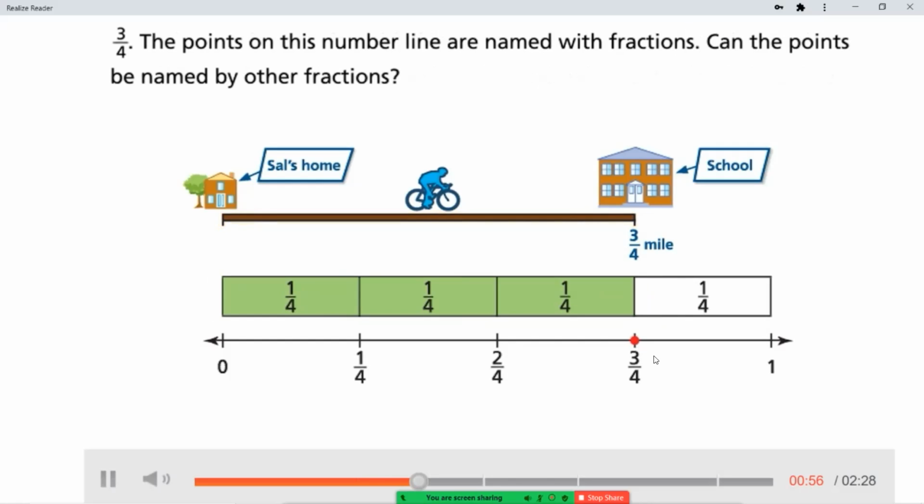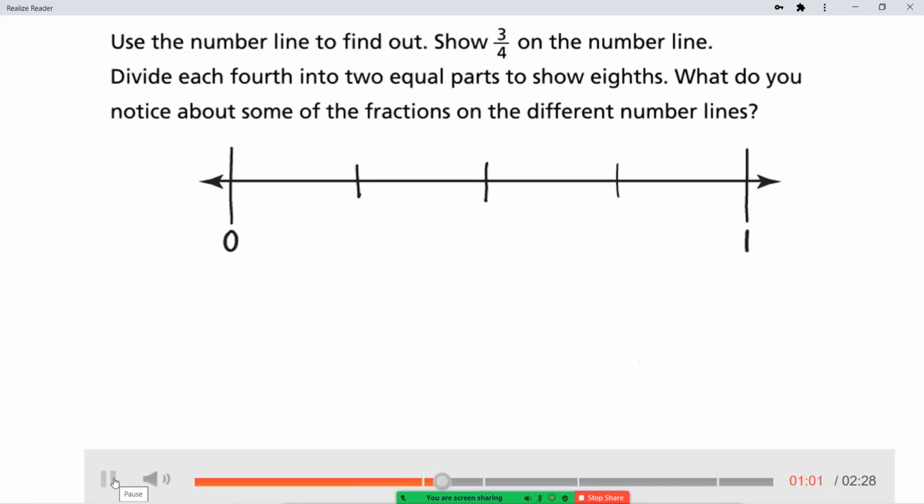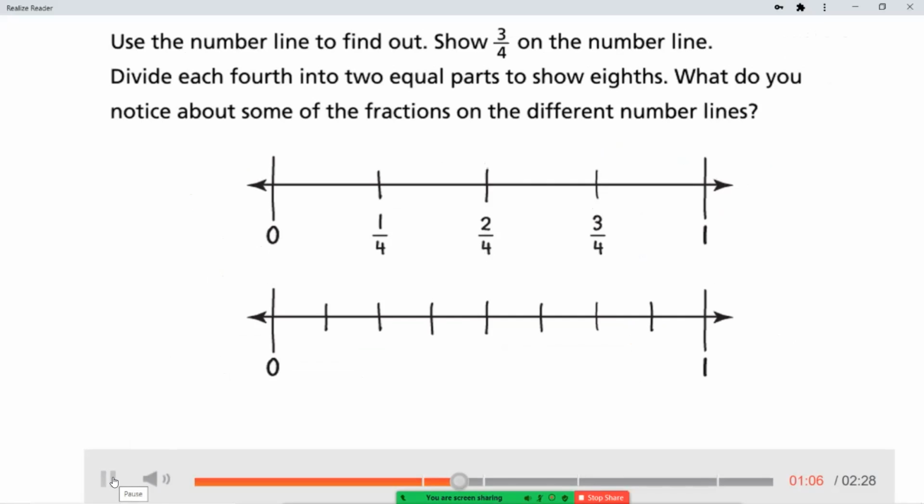The points on this number line are named with fractions. Can the points be named by other fractions? Use the number line to find out. Show 3/4 on the number line. Divide each fourth into 2 equal parts to show eighths. What do you notice about some of the fractions on the different number lines?